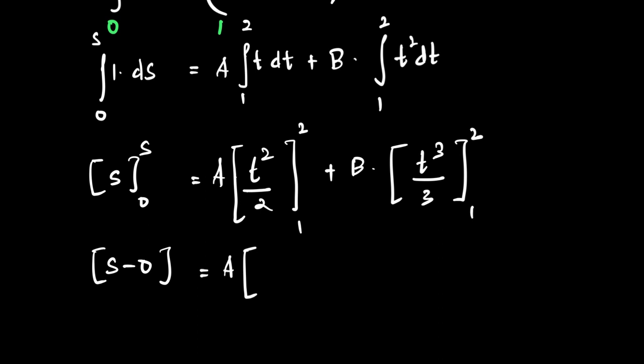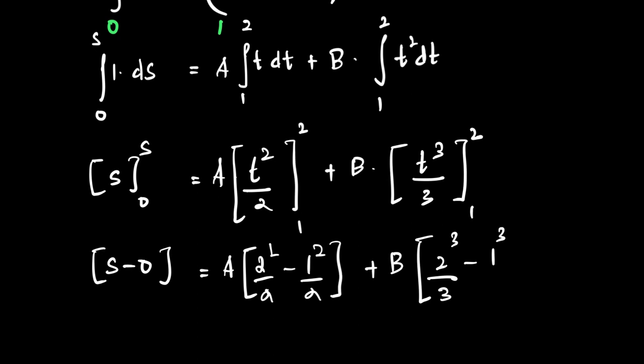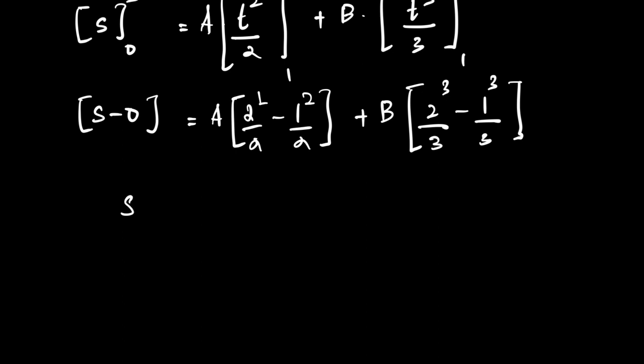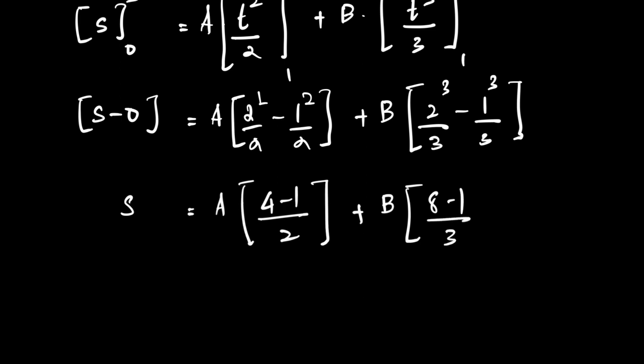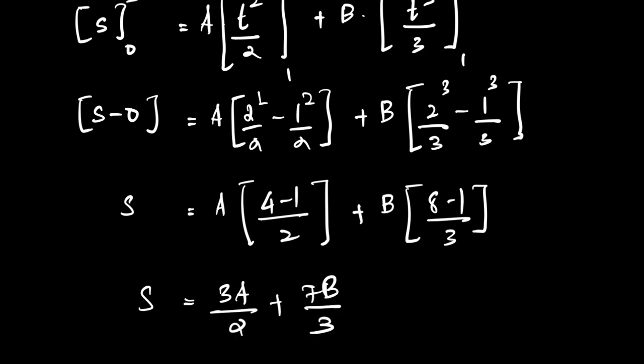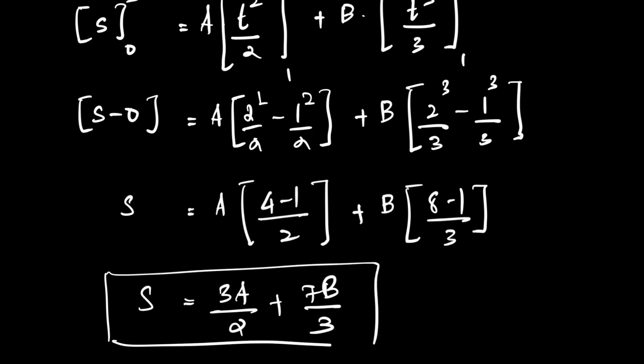So s minus 0, upper limit minus lower limit, is s minus 0. What do we have here? a into 2 square by 2 minus 1 square by 2 plus b into 2 cube by 3 minus 1 cube by 3. Moving on further, s minus 0 is equal to s. So we get a into 4 minus 1 by 2 plus b into 8 minus 1 by 3. Therefore, s will be equal to 3a by 2 plus 7b by 3. So this is the required final answer.